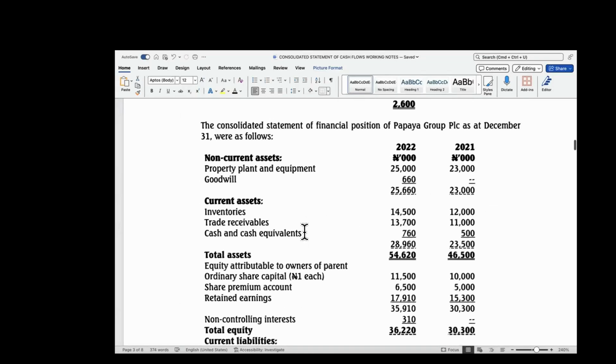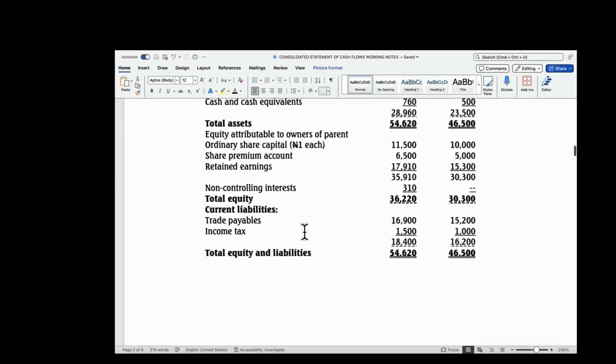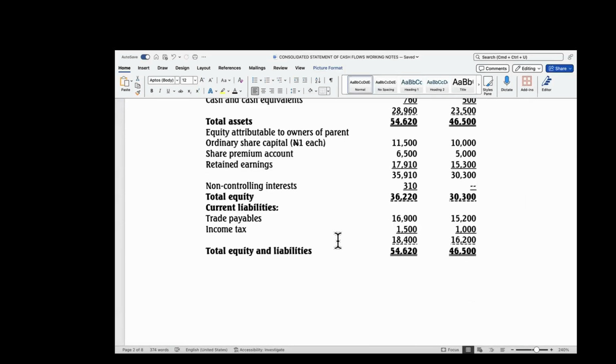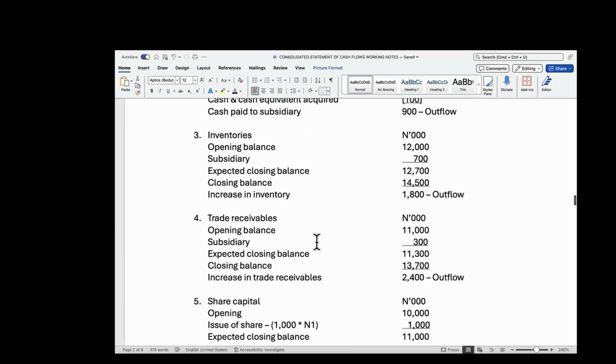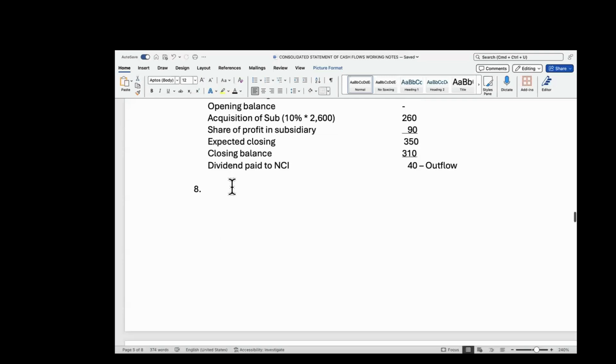All right. So after NCI, then we have trade payables. The opening is 15.2 for trade payables.